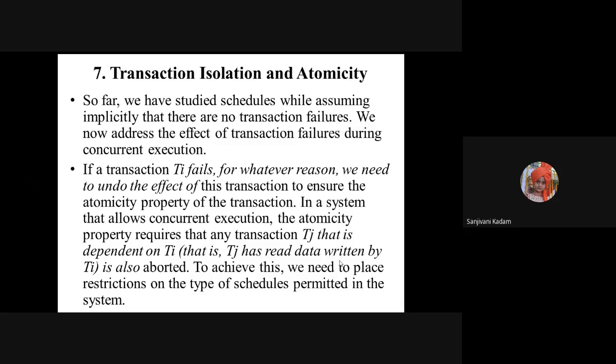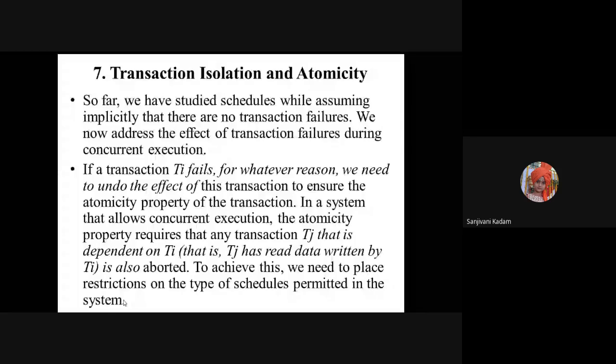In a system that allows concurrent execution, the atomicity property ensures that any transaction Tj, we can consider T2, that is dependent on Ti, that is T1, that is, Tj has read data written by Ti, T2 has read data written by T1, then it is also aborted. It means if T1 is getting aborted, T2 also needs to be aborted. To achieve this, we need to place restrictions on the type of schedules permitted in the system.